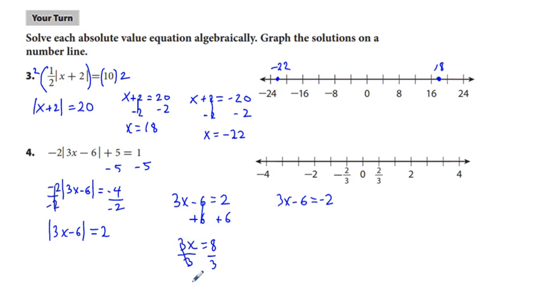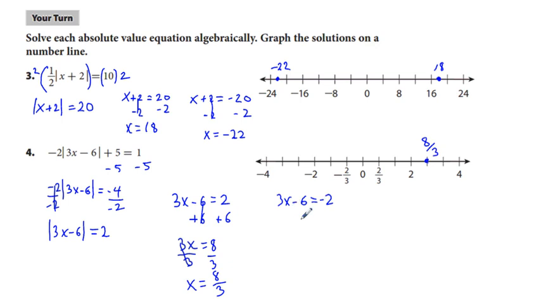We get x is equal to 8/3. And on this number line, I think we're going by 2/3, 4/3, 6/3, 8/3. So 8/3 is going to show up right here.